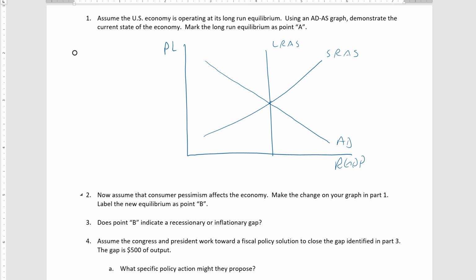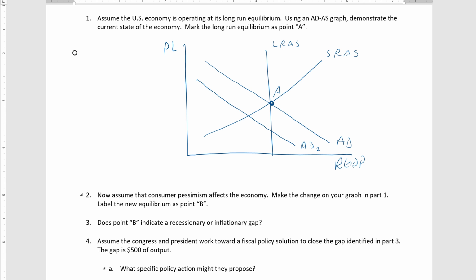AD. And point A is right where all three curves intersect, and everything's perfect. Number two, now assume that consumer pessimism affects the economy. So consumers, if they're worried about the future, they're probably not going to go buy new cars and houses and appliances and stereos and all kinds of cool stuff. So aggregate demand would end up shifting to the left.